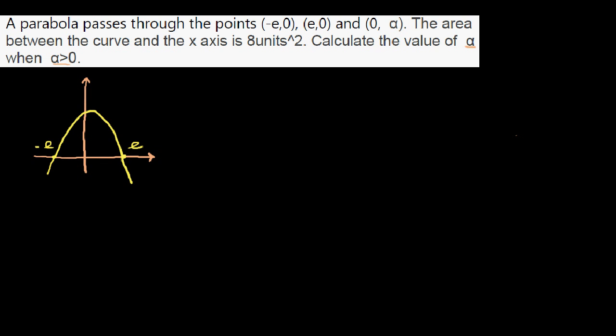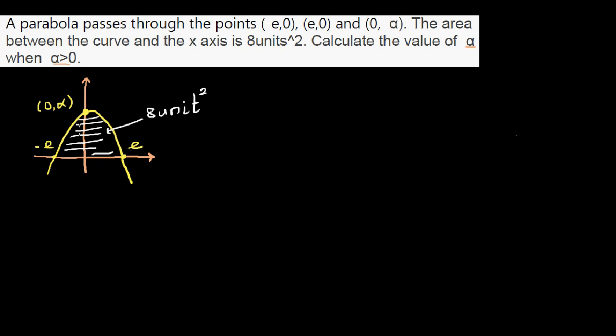So this point is your 0, alpha, and alpha is positive. And this area, what they're saying is this area, the area between the curve and the x-axis, is 8 units squared. These are the facts that we know. So based on this, we want to find what alpha is.